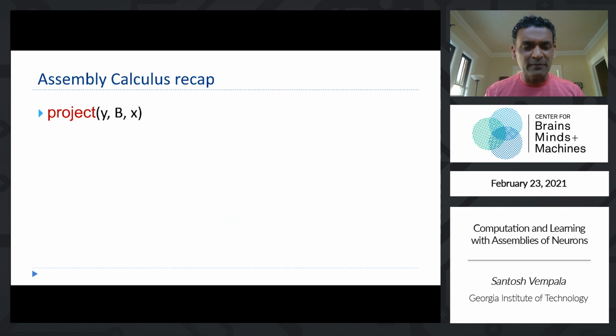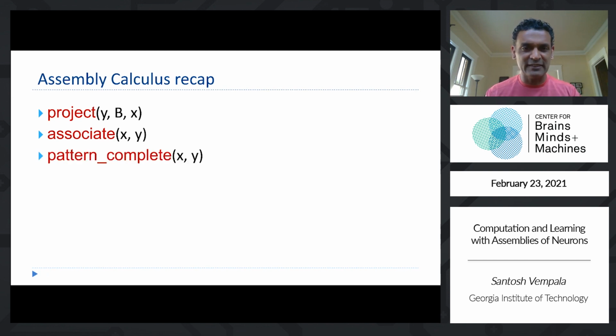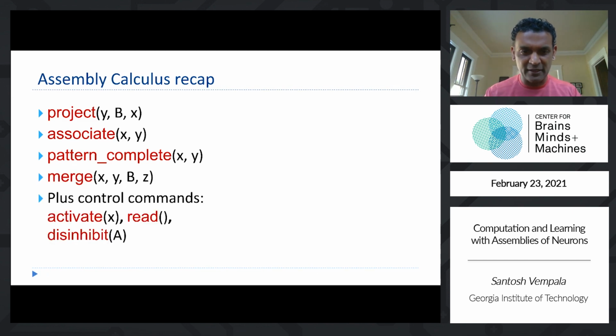So to recap the assembly calculus, we have a few operations, and I'll put them all up here. Projecting from one area to another area, associating two existing assemblies, pattern completing, merge, which is about two assemblies merging into one assembly in a different area, and then some control commands which have to do with reading an area, or is something firing, and then disinhibiting, meaning cut off.